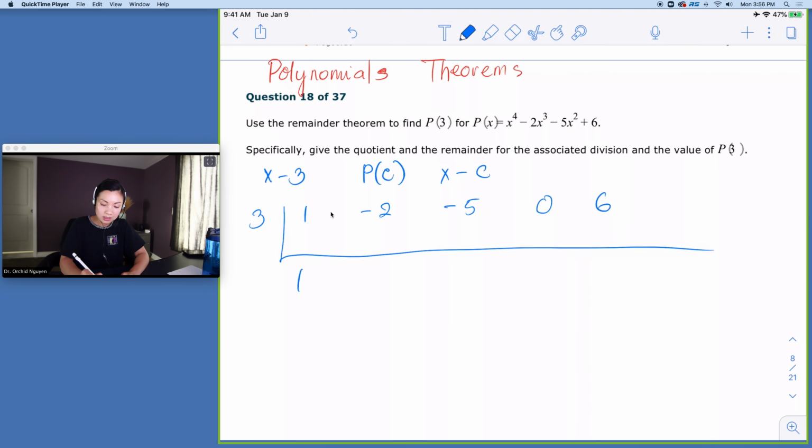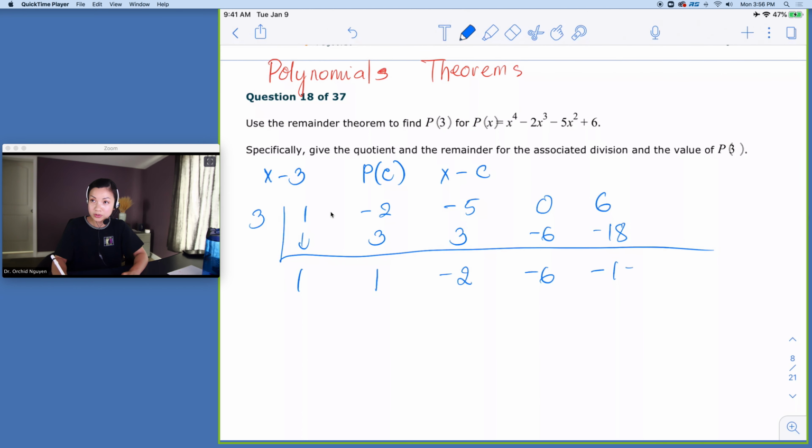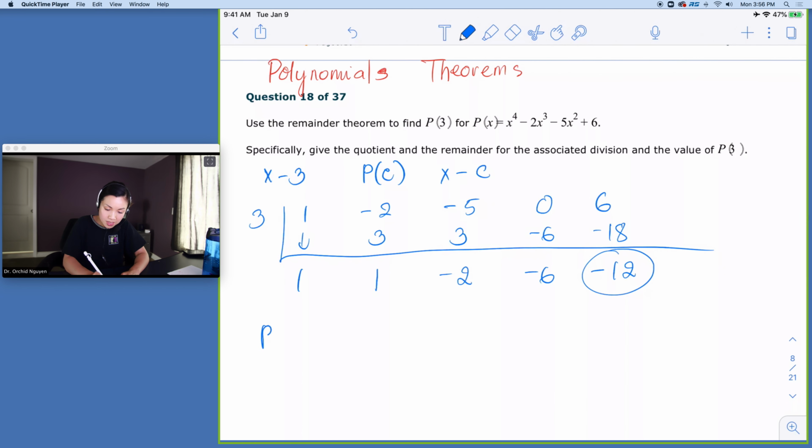All right, so 1, I just copy it down, right? 3 times 1 is 3. Negative 2 plus 3 is 1. 3 times 1 is 3. And then I have negative 2. 3 times negative 2 is negative 6. Then 3 times negative 6 is negative 18. And I have negative 12 here. So you can see that the remainder is negative 12. Therefore, P of 3 is going to be negative 12. Okay, so that's the remainder theorem.